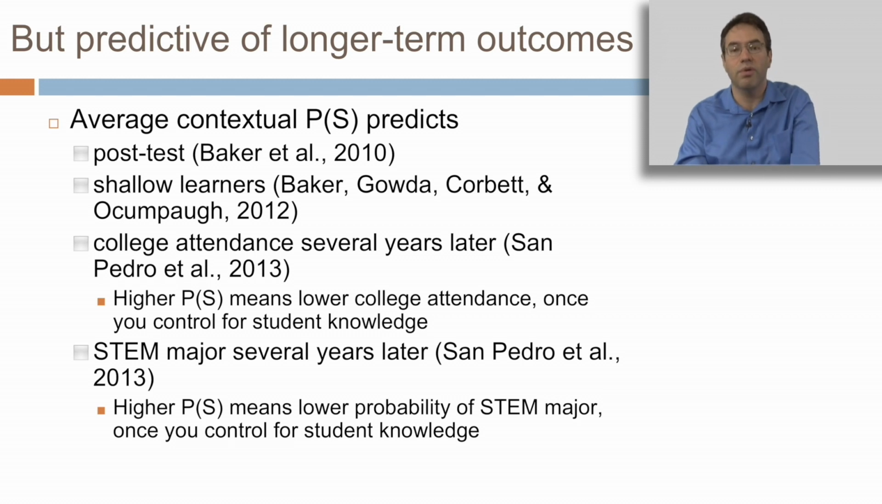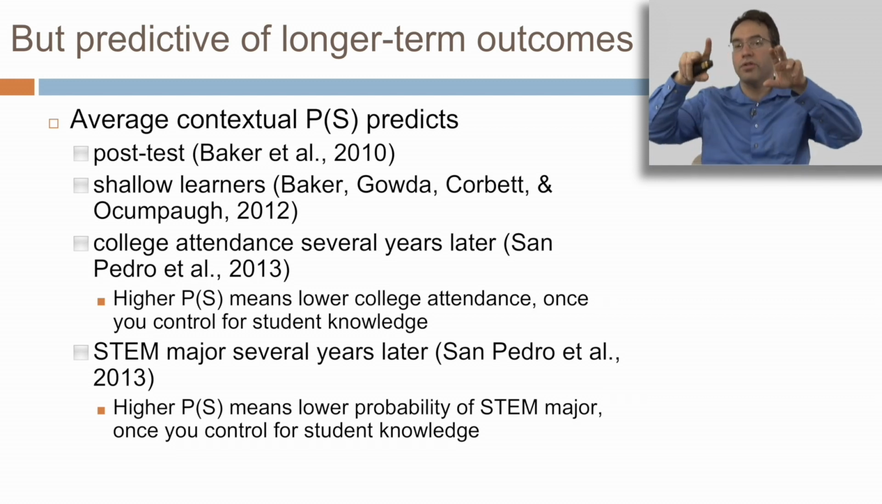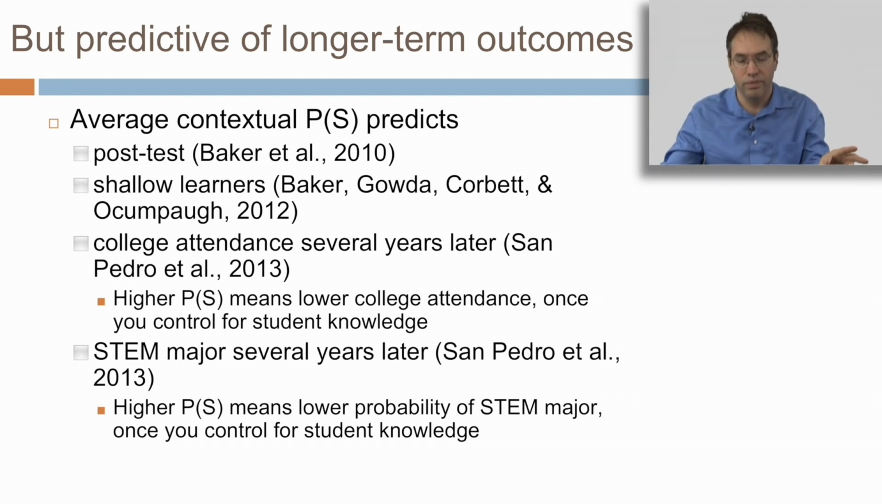The average contextual probability of slip predicts post-test. So it predicts how students are able to transfer their knowledge out of the online learning system. It predicts shallow learners, people who will do well on a test of what they learned from the system, but not be able to transfer their knowledge to new contexts. It predicts college attendance several years later.